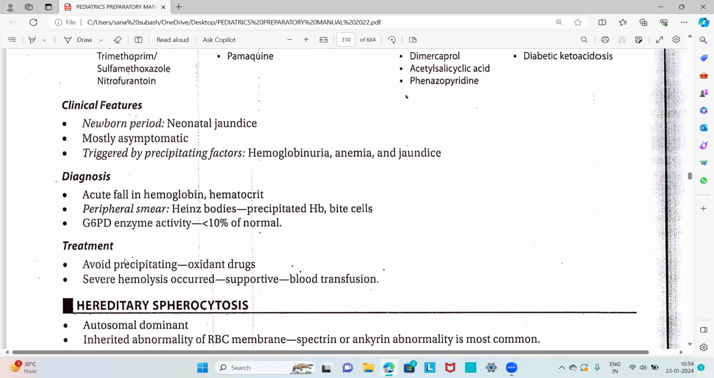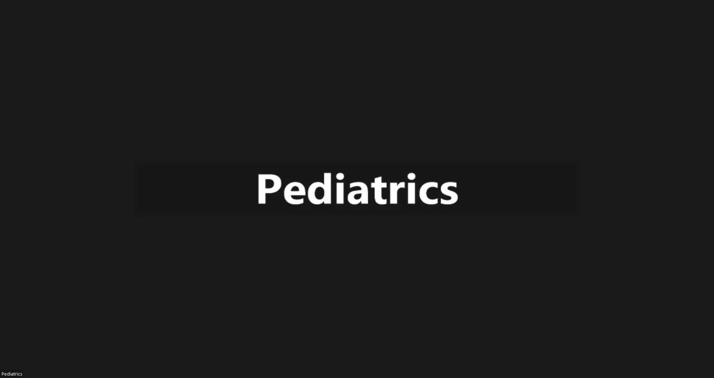For treatment, we have to avoid the precipitating factors, and if severe hemolysis occurs, we have to give supportive therapy such as blood transfusion. So that is all regarding the discussion on inborn errors of metabolism. Thank you.